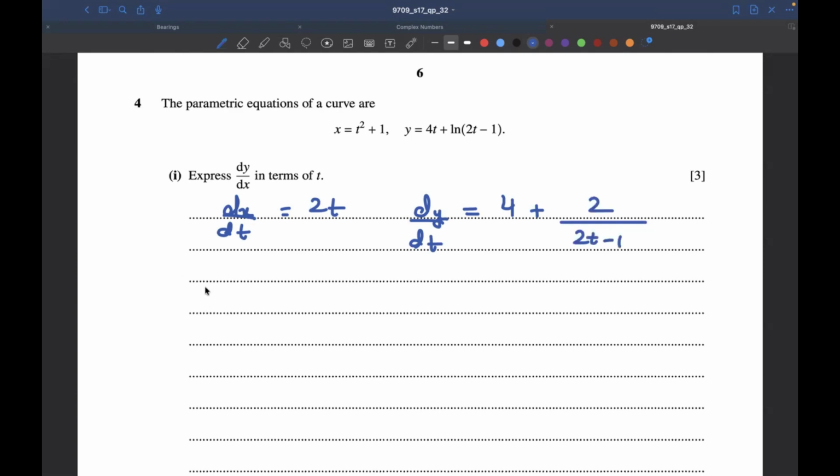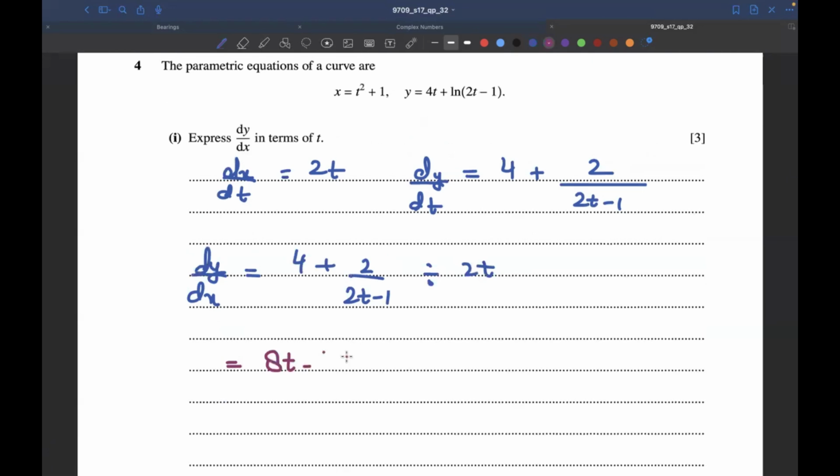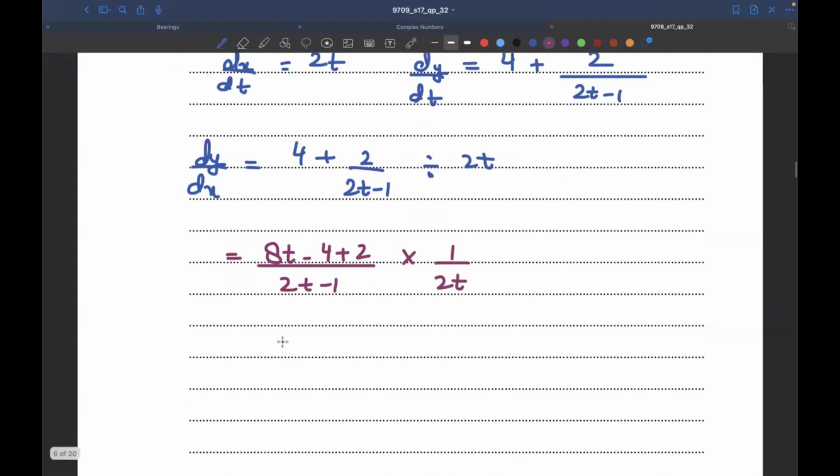Now to find dy by dx, we will divide dy by dt by dx by dt. So this will be 4 plus 2 upon 2t minus 1, divided by 2t. Taking the LCM, we'll get 4 times 2t, that is 8t, minus 4 plus 2, divided by 2t minus 1, and we can write it as multiplied by 1 upon 2t. So simplifying, we'll get 8t minus 2 divided by 2t minus 1 multiplied by 2t. So this will be the dy by dx.